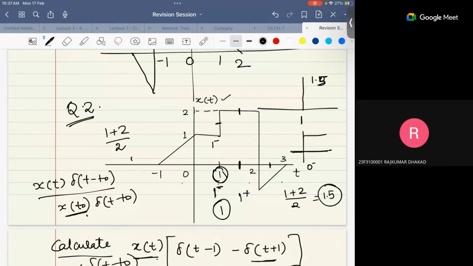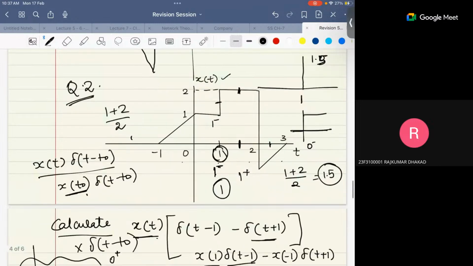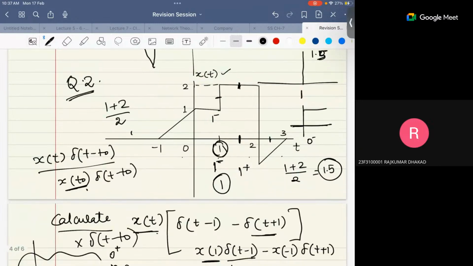Okay, sir. But mostly it will be asked where there is continuity. There is no discontinuity. Mostly it will be asked at the continuous place, not at the discontinuous point. Okay, these are discontinuous points, the limits are different. Yeah. Okay.